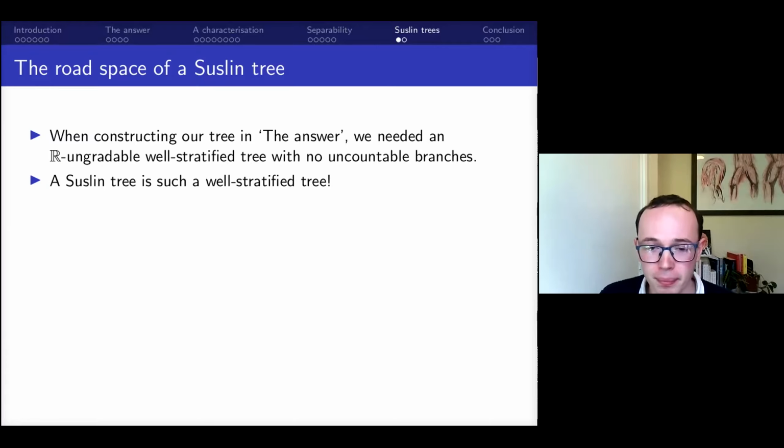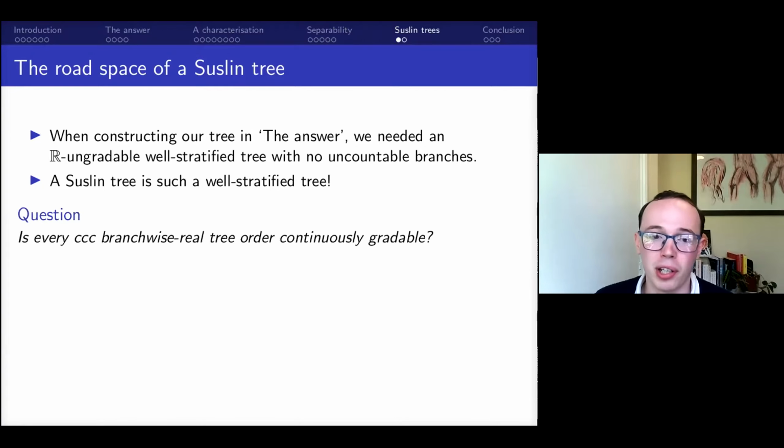What's it look like? Well, of course, it's going to be a branchwise-real tree order, and it's also going to be CCC. So we can ask this question: is every CCC branchwise-real tree order continuously gradable? And as you might have guessed, the answer to this depends on the Suslin hypothesis.